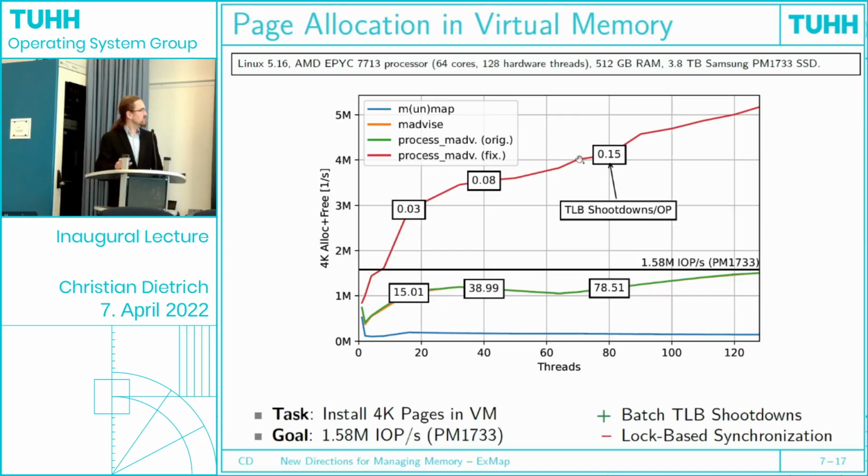And for that, our task is to install 4K pages and remove them again as fast as possible. For reference, we put in this black bar, which is 1.5 million IO operations per second. This is the amount of requests that such an SSD, such a Samsung PM1733, can really service in a single second. So 1.5 million operations.